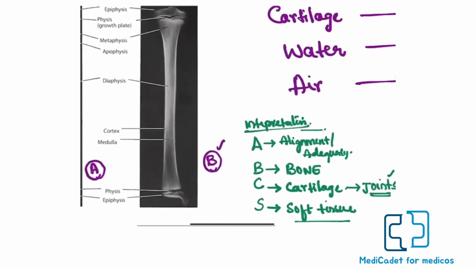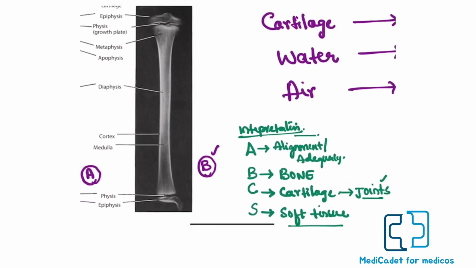Now let's interpret this X-ray here. First, let's see the alignment and accuracy is adequate. You can see whatever you want to see. And coming to the X-ray, in this area where you see the lighter version, you can see nothing is there, so it is just dark, right? But it is present between your epi and meta. So you know by your knowledge that this is the growth plate, which is cartilage, and hence it is seen as a darker zone on the X-ray.